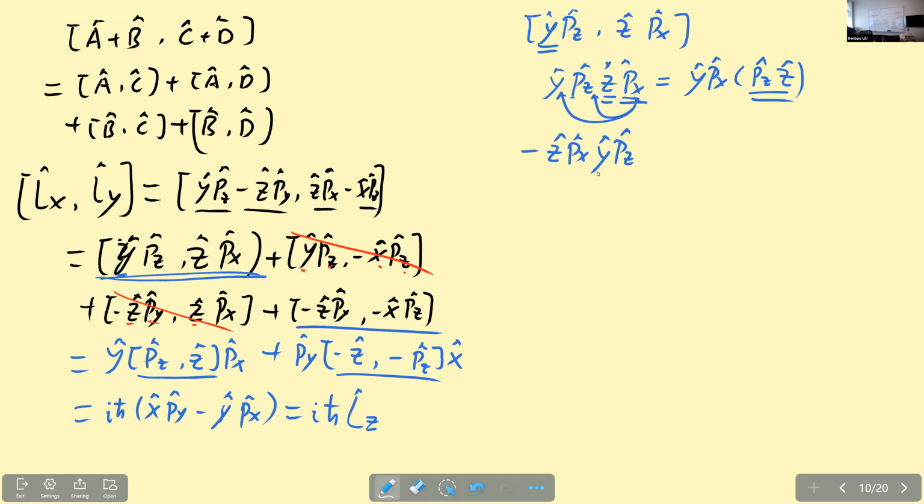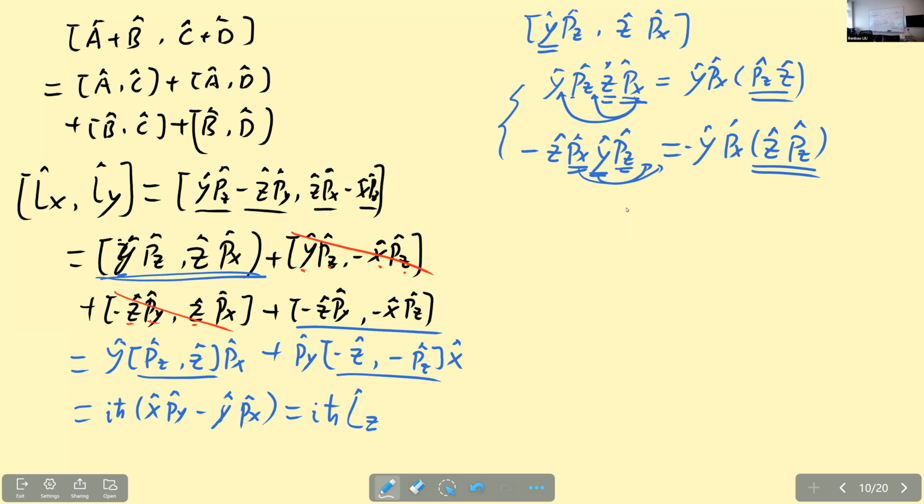And again, this one commutes with this one, so you can move this one also, and this one commutes with this one, so you can move it to anywhere. So you can put this as minus y px, and then what's inside is [z, pz]. You cannot change the order of this one because these two do not commute. And then you can combine the two.